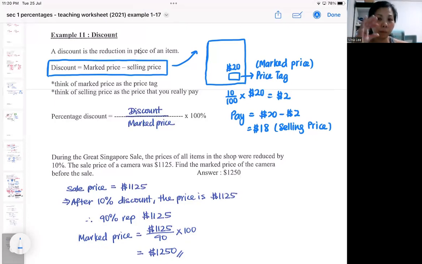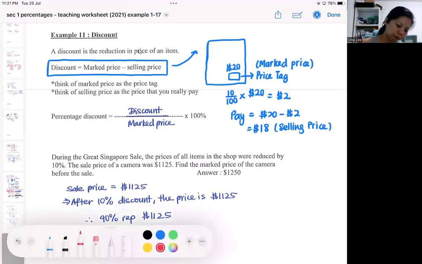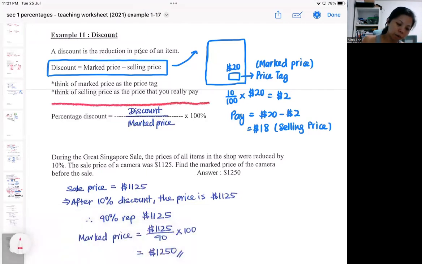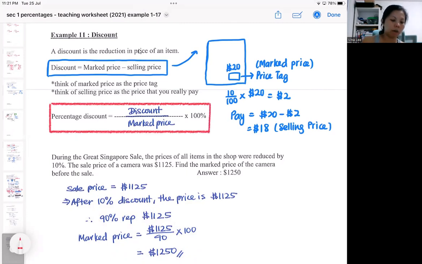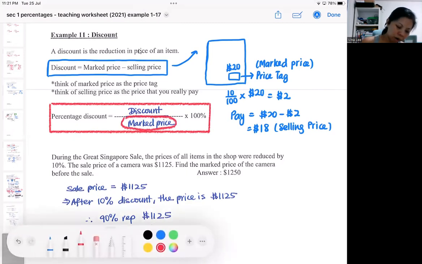So a marked price is the price tag that is shown. The selling price is the actual price that you really pay. Usually you will be happy when the amount that you pay is less than the price tag. The formula for the percentage discount is: you get the amount of discount, which most of you will know how to get, but it is the denominator that confuses you. The denominator is always the marked price, which I call the price tag.